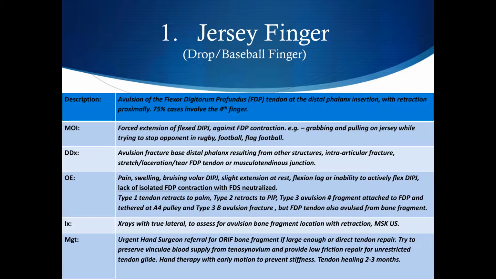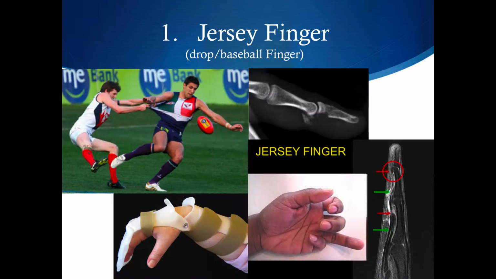Jersey finger is characterized by the amount of FDP retraction. Type 1 would be tendon retraction to the palm. Type 2 would be retraction to the PIP joint. Type 3 would result in avulsion fracture of the fragment attached to the FDP, and it would be tethered at the A4 pulley. And type 3B is avulsion fracture, but the FDP tendon is also avulsed from the bone fragment. Imaging would include x-rays with a true lateral view to assess for avulsion bone fragment location with retraction.